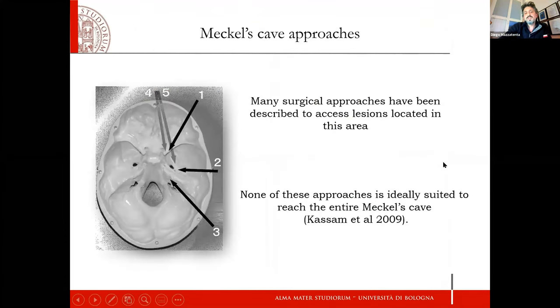The other approach is for a Meckel's cave case. Many surgical approaches have been described, and Kassam in 2009 described the ventral approach to the cavernous sinus using the lateral approach through the paranasal sinus, using the endoscopic technique. Obviously, this is an option. It could not be the answer for all the problems.